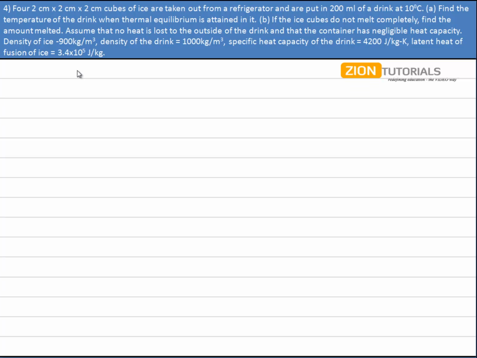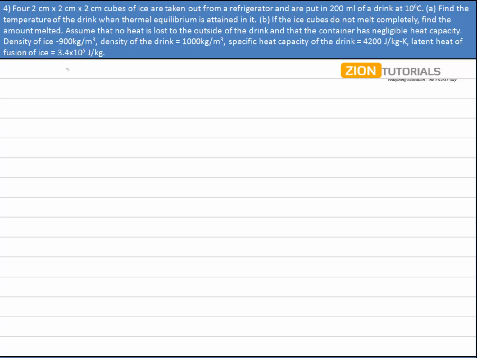Four 2 cross 2 cross 2 centimeter cubes of ice are taken out from a refrigerator and they are put in 200 ml of a drink at 10 degrees Celsius. Find the temperature of the drink when thermal equilibrium is attained. And in the second part, if the cubes do not melt completely, then we have to calculate the mass of the ice that actually melted. Okay, we do have data given.